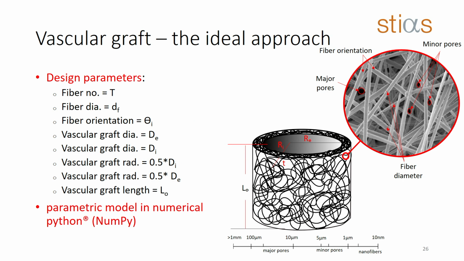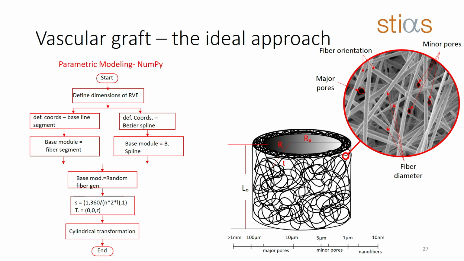So this approach includes defining the fiber number, the total fiber number. All the fibers within the structure are given a parameter, a number T, for example. And then the fiber diameter, how thick or thin these fibers are. And then the orientation. The orientation here is how one fiber crosses the other. Then if you look at the bigger structure, you get the graft diameter, its radius, for example, which is half of the diameter, and also its length. So numerical Python includes coming up with a program, as demonstrated there, whereby we start by defining the dimensions, for example, and then the coordinates.